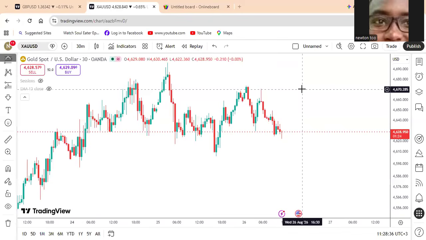Okay, so these are markets. These are the gold market. It's a 30 minutes time frame.